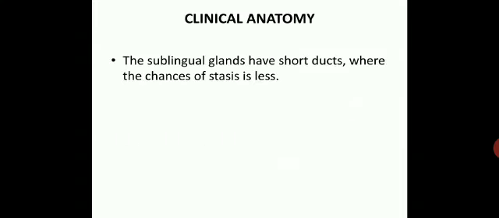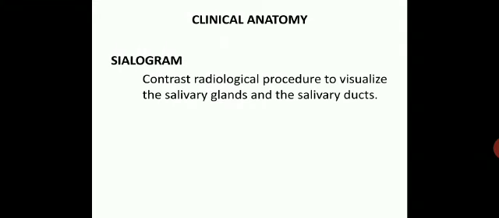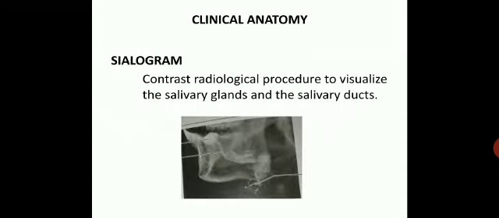Clinical anatomy. The sublingual glands have short ducts where the chances of stasis are less. Since it is a smaller duct, the stasis is very less. That's why obstructive lesions do not occur in this gland. Sialogram, that is the contrast radiological procedure to visualize the salivary glands and the salivary ducts. So here you can observe the sublingual gland.